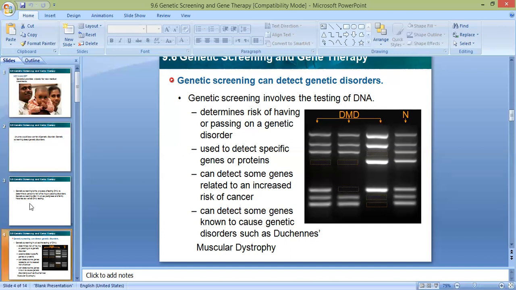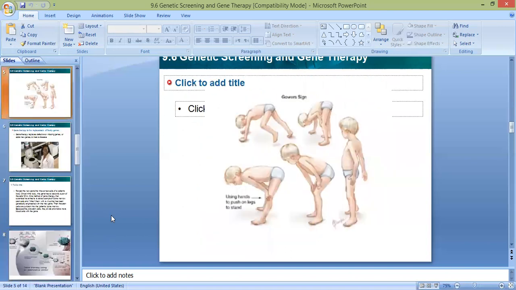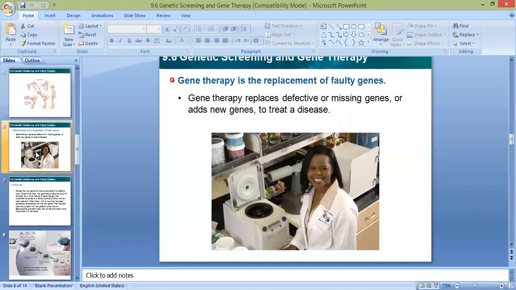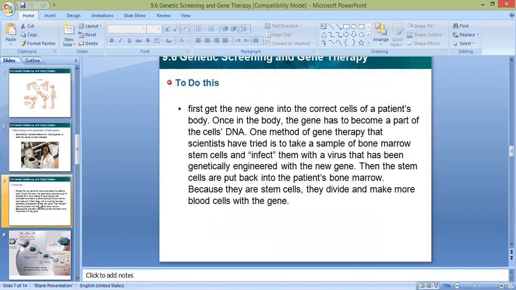So they detect the gene and they sometimes can find therapy by the gene, which is called gene therapy, by replacing the faulty genes or defective genes or missing genes with new genes. Okay, يعني فكرة الجين therapy he replaces defective or missing genes or adds new genes to treat a disease. As we said, this is not a treatment for the whole genetic disorder.